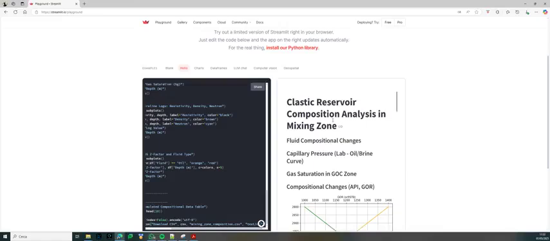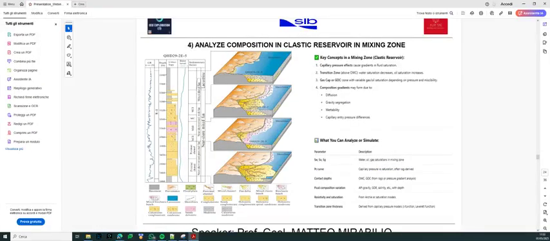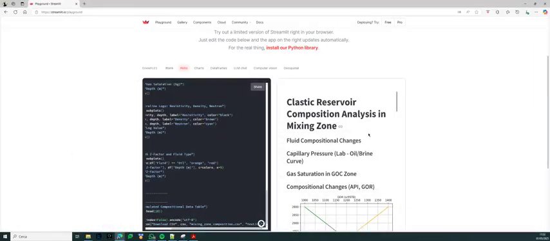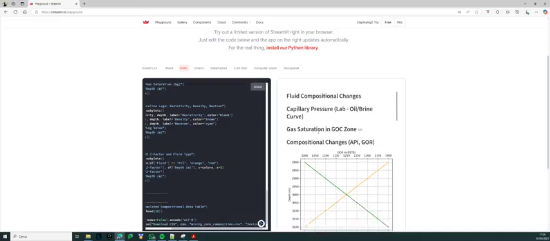Classic reservoir composition and analysis in mixing zone. So we are in the mixing zone, we are around this depth, we are talking about this part in proximal channel. We have a fluid compositional change, capillary pressure, lab oil brine curve, and we have also the gas saturation zone and compositional change.